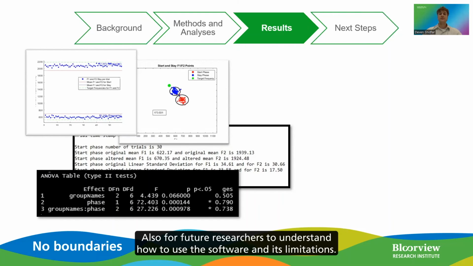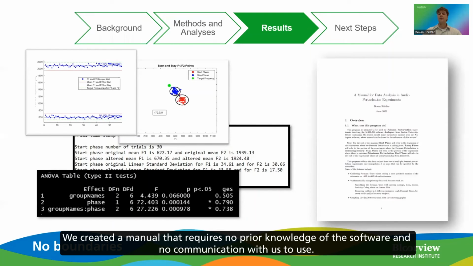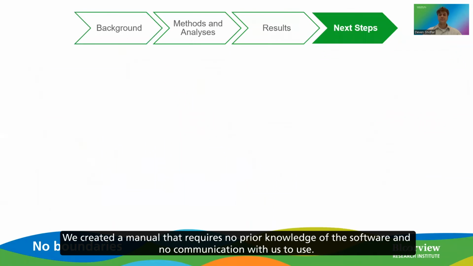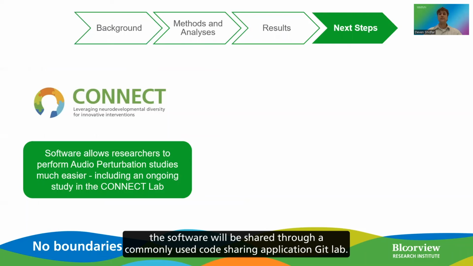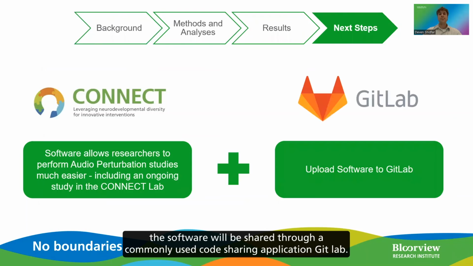Also, for future researchers to understand how to use the software and its limitations, we created a manual that requires no prior knowledge of the software and no communication with us to use. This software is currently being used in an ongoing study with the Connect Lab in the preliminary stages. For researchers outside of Home Bloorview, the software will be shared through a commonly used code sharing application, GitLab.